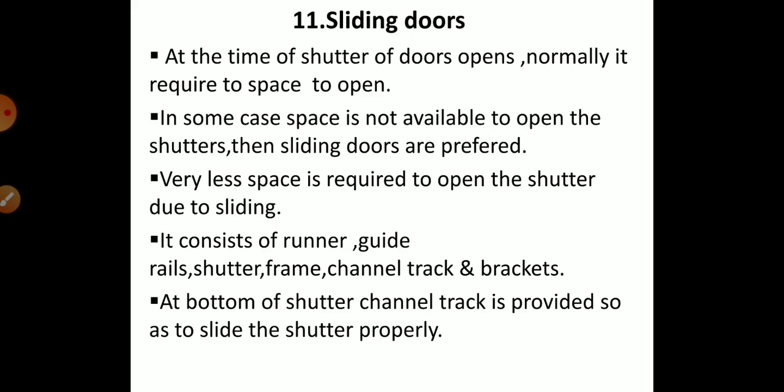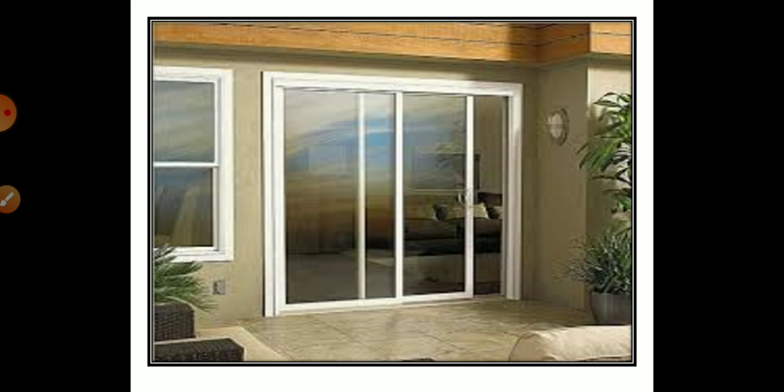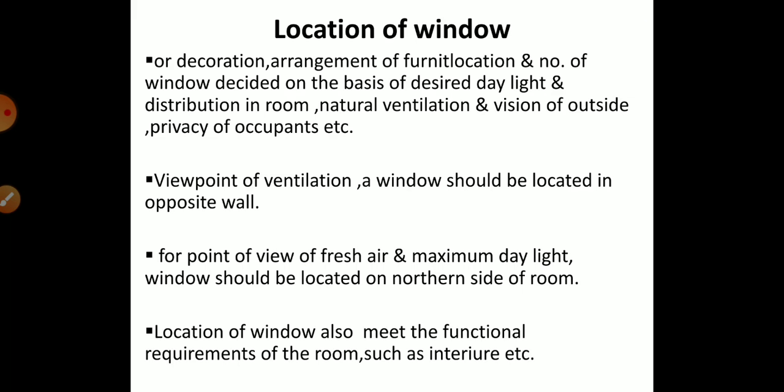In a sliding door, a channel track is provided at the bottom so that the shutter slides properly. Sliding doors can have a single shutter, double shutter, or even three shutters. You can see here this is a sliding door. Mostly the sliding door is used in balconies.